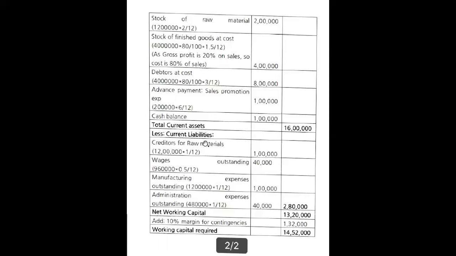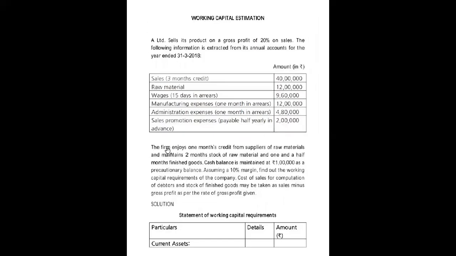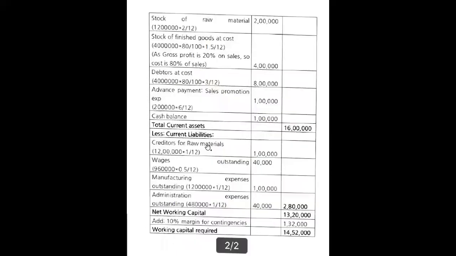The first current liability is creditors for raw material. In the question it is given, the firm enjoys 1 month's credit from the suppliers of raw material. So raw material is for rupees 12 lakhs for the entire year, and the firm enjoys 1 month's credit from the suppliers of raw material. That means the credit period for raw material is 1 month. 12 lakh is for the entire year. 1 month's credit period can be calculated. So 12 lakhs into 1 divided by 12, we have 1 lakh as the creditors for raw material.